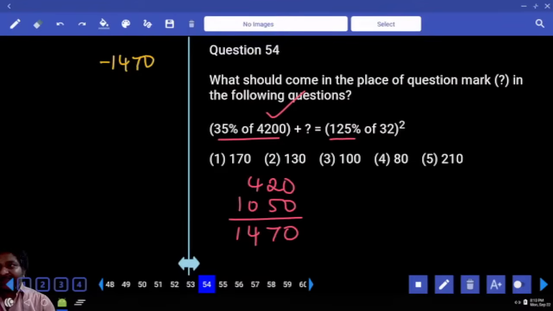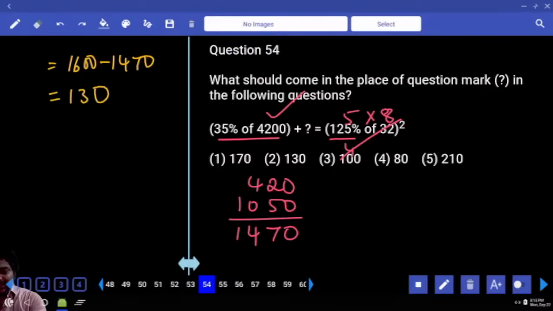125%, can we write it as 5 by 4? 5 by 4. 4 how many times? 5 into 8. 40 square. 1600 minus 1470. 130. Second option.